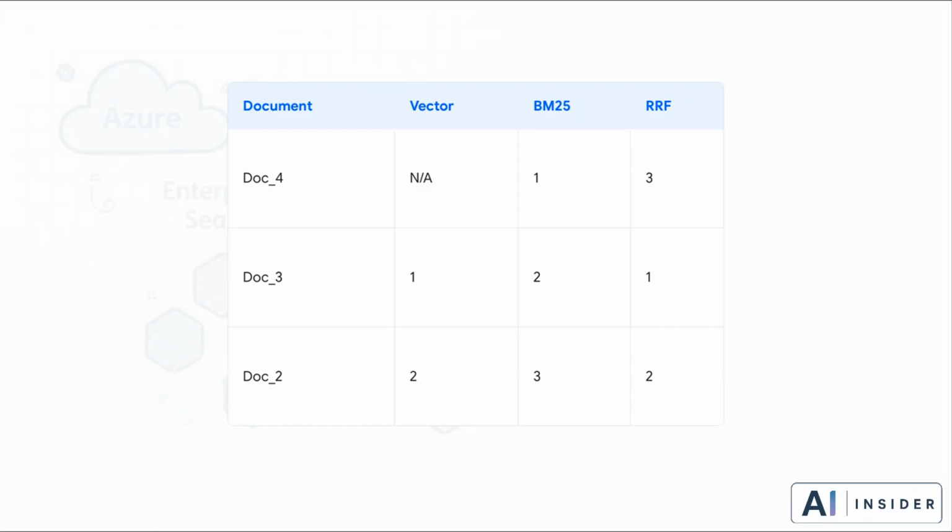Let's make this concrete. Imagine a scenario where Doc 4 is a perfect keyword match, ranking number 1 in BM25, but the vector search didn't even find it. Meanwhile, Doc 3 performed incredibly well in both, ranking number 1 in vector and number 2 in keyword. RRF mathematics naturally rewards that consensus. You can clearly see how Doc 3 bubbles up to the absolute top spot for the final harmonized rank, which provides a way more relevant result than either algorithm could ever achieve on its own.